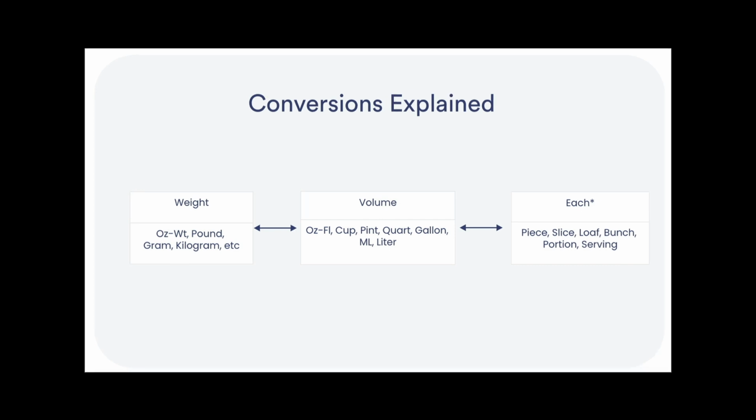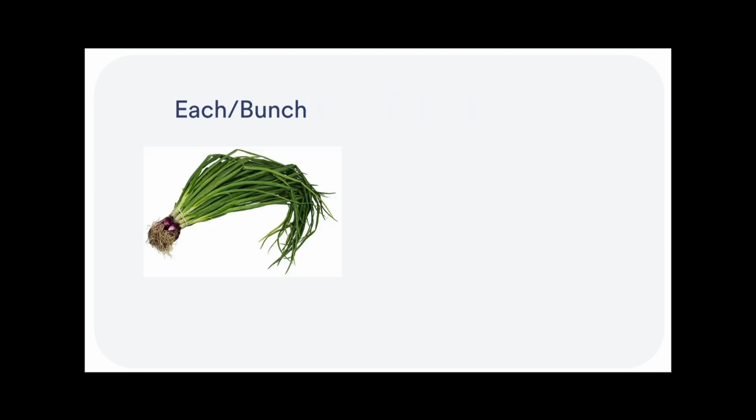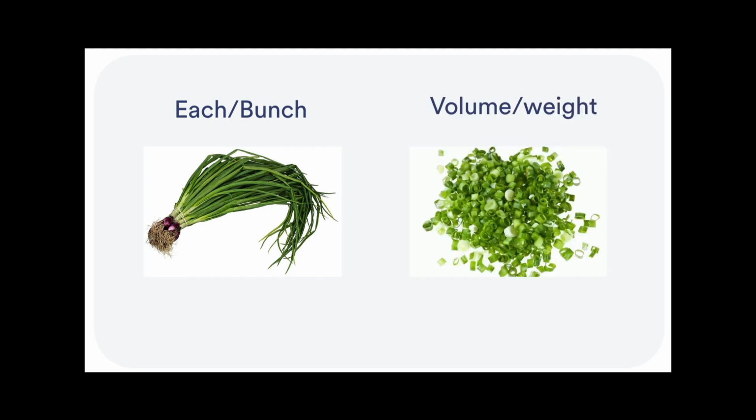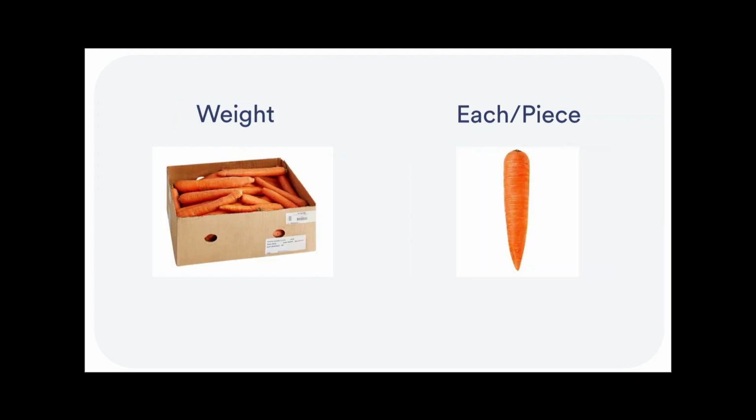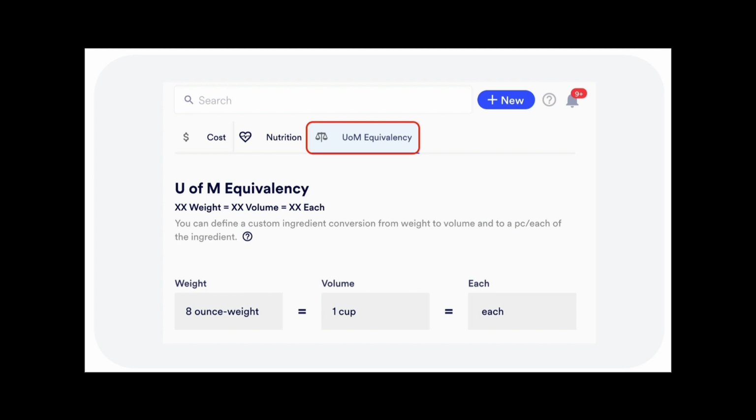In this video, we're going to explain how equivalencies impact costing specifically. The reason equivalencies are important to resolve costing issues is that we often buy products in a different unit than the way we use them. For example, we may buy scallions by the bunch and use them by weight or volume. Or we might buy a case of carrots priced by the pound and use them by the piece. So how does meez know how to accurately cost items when they're used differently than how they're bought? The answer is the U of M equivalency tab.